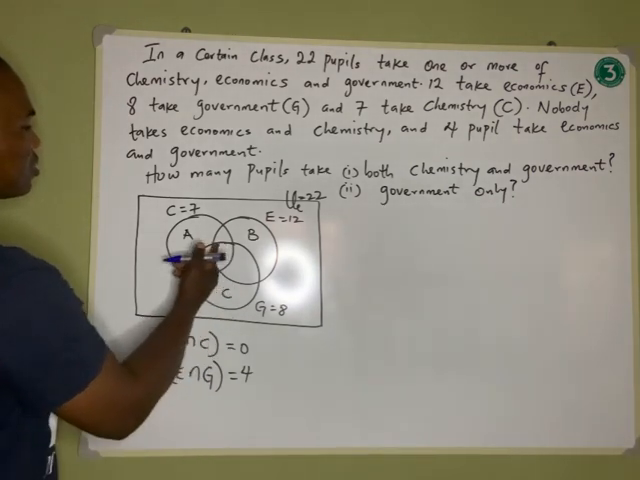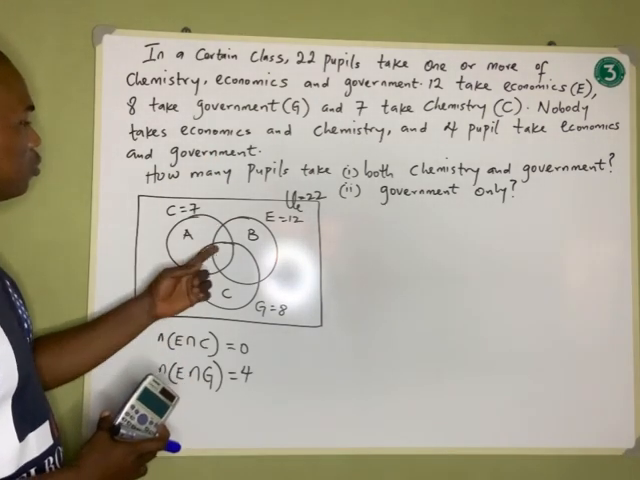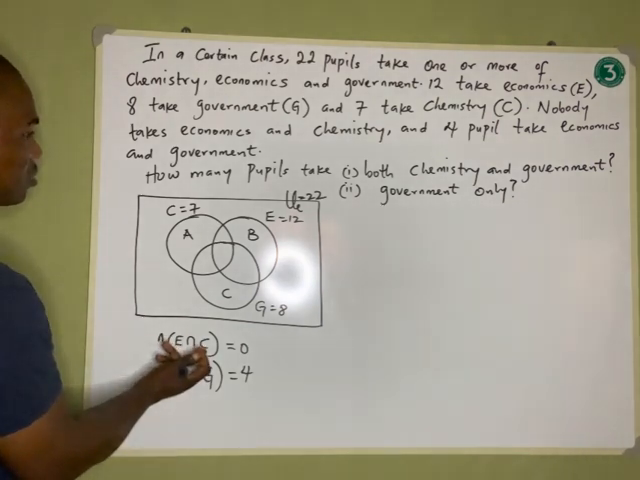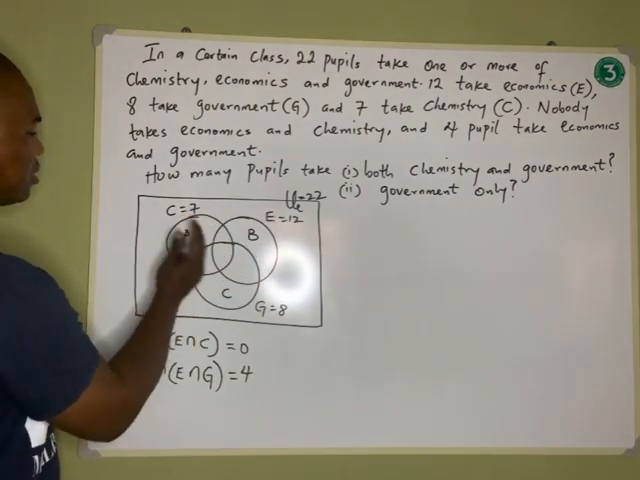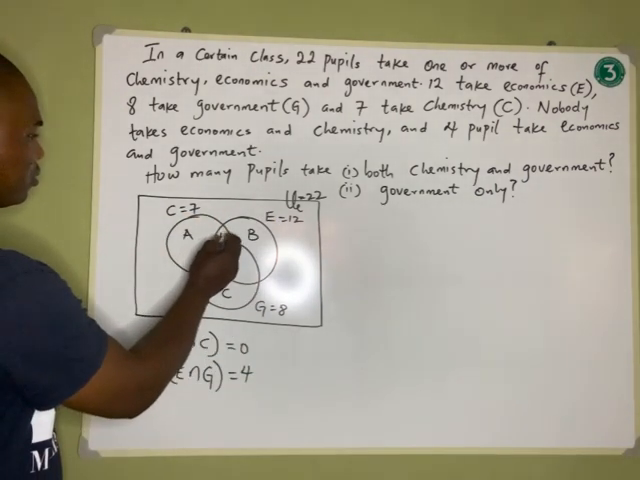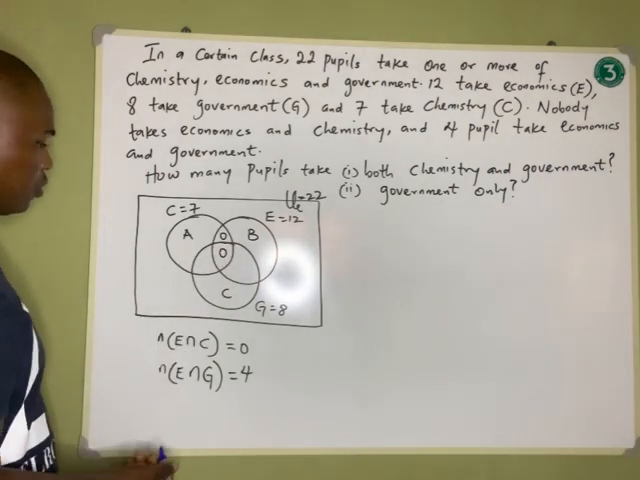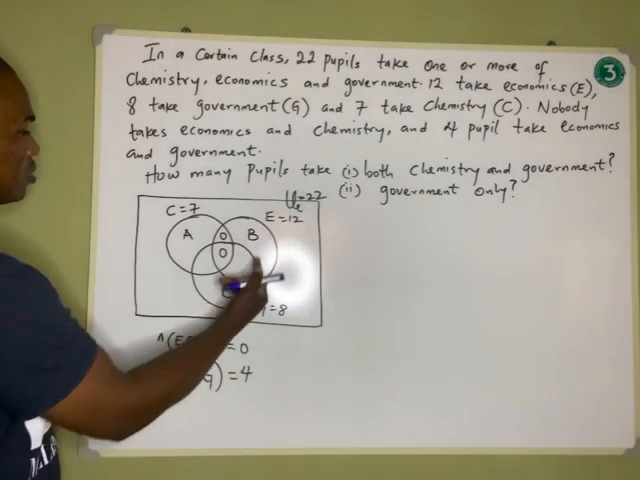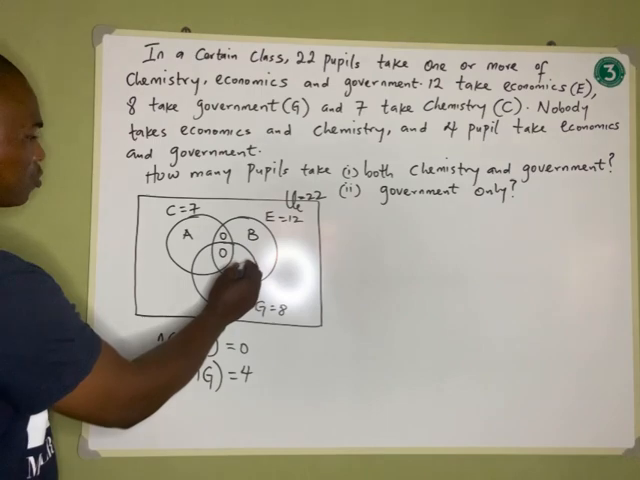Now, in the question, you will notice that we are not given that any pupils take all 3 of the subjects. So, this is blank. Now, economics intersection chemistry, where is it? It is here. They said it is 0, so from what we have here, this one is 0. And likewise, we are not given this one, so technically, it is also 0. And now, economics intersection government, which is this, is 4. So our 4 is going to be here.